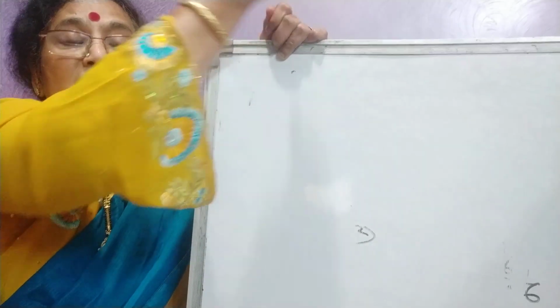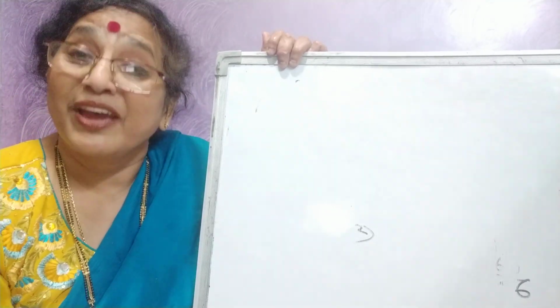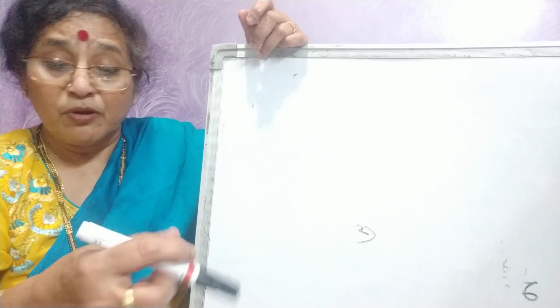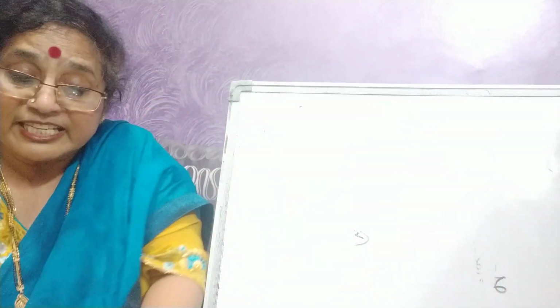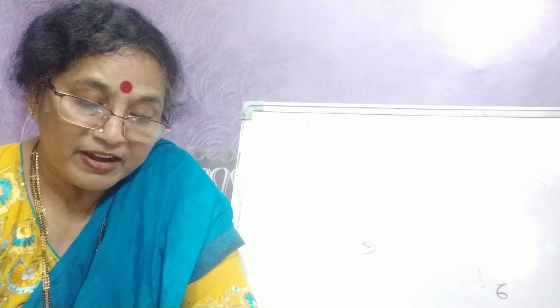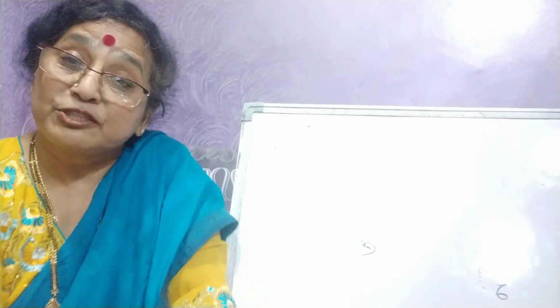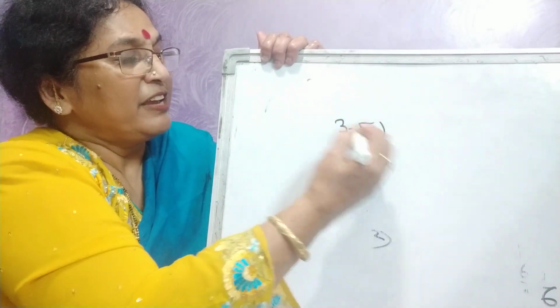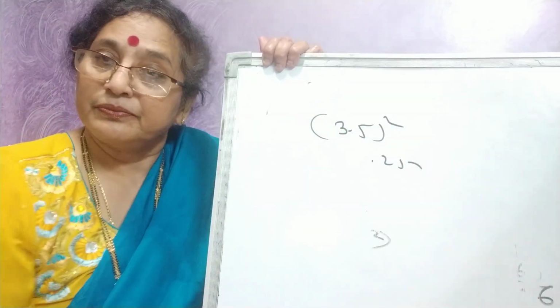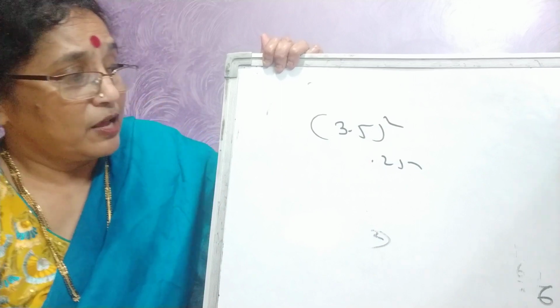Okay, so this is numbers ending in 5. Let us see what will be 35 square now. You know why it will help you? Now suppose the number is a decimal number, like 3.5. 3.5 square, no problem. It's ending in 5, so it will be 0.25 now.